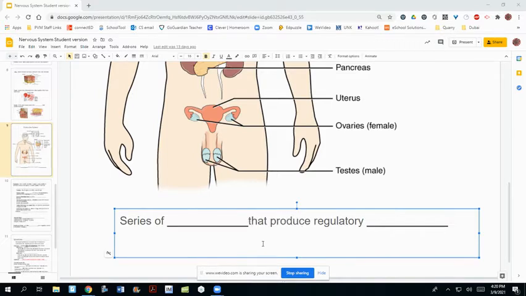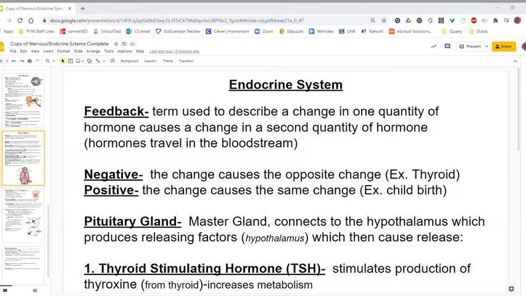And these glands produce regulatory hormones, which are chemicals. They all help to regulate and maintain homeostasis. You'll hear me say that term a lot today. So this is your first full page of notes.